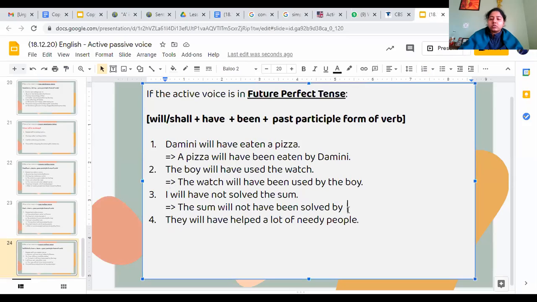Check your notebook. 1 minute. The sum will not have been solved by me. Perfect. Thank you so much, Bhumi. Yeah, the sum will not have been solved by me. This will be the answer.